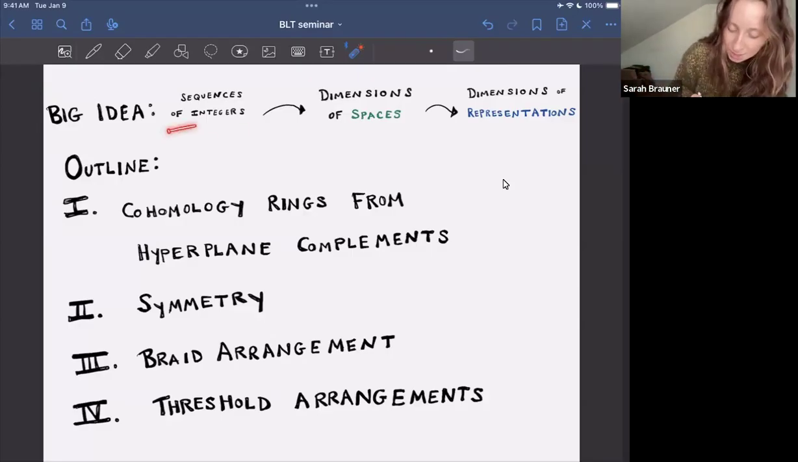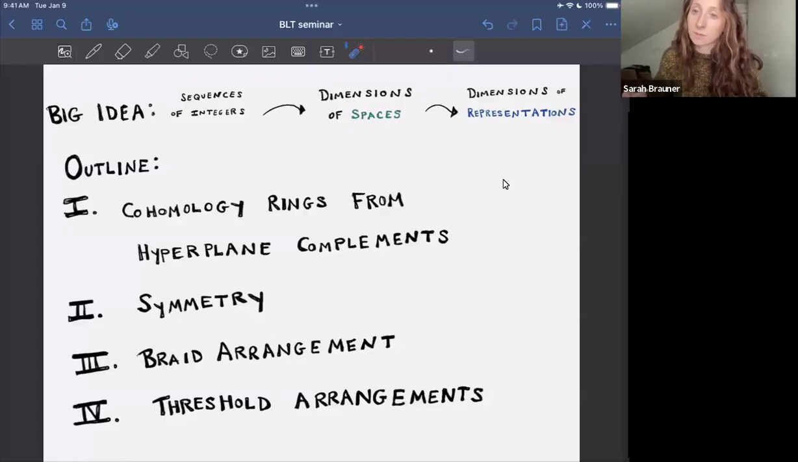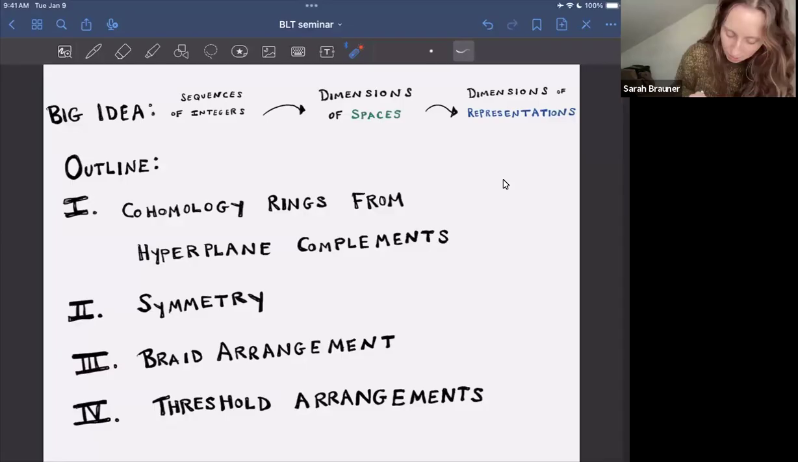The sequences of integers we're going to be thinking about today are the ones that come from hyperplane arrangements, things like the coefficients of the characteristic polynomial of a hyperplane arrangement and, in particular, the number of chambers. First I'll tell you about the cohomology rings that come from the complement of a hyperplane arrangement. There are two families of rings you can think about, the Orlik-Solomon algebra and the Varchenko-Gelfand ring. I'm going to really focus on the Varchenko-Gelfand ring, so apologies if you already know about that.